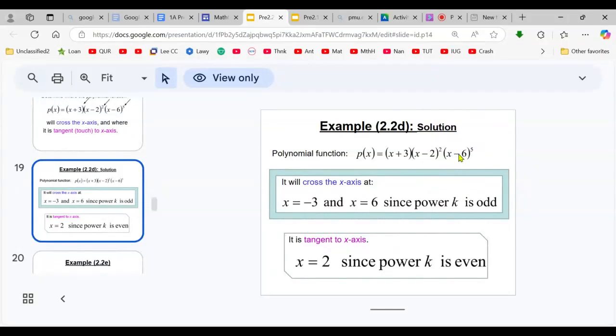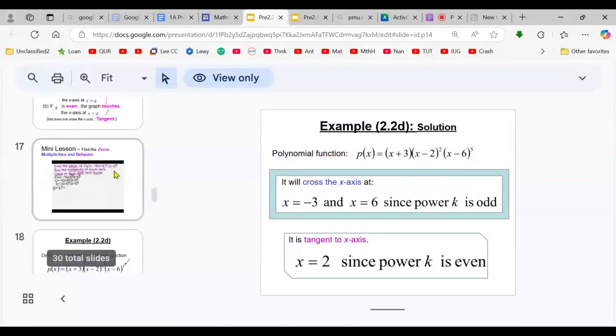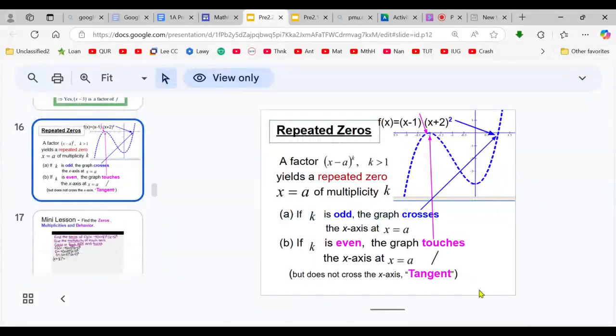What's the last one here? x equals 6. And k is even or odd? Odd. Is odd cross or touch? Cross. Odd is the cross. Is this clear?